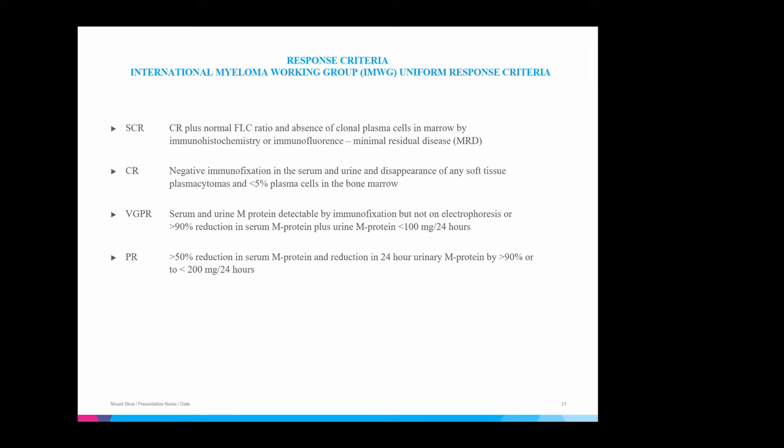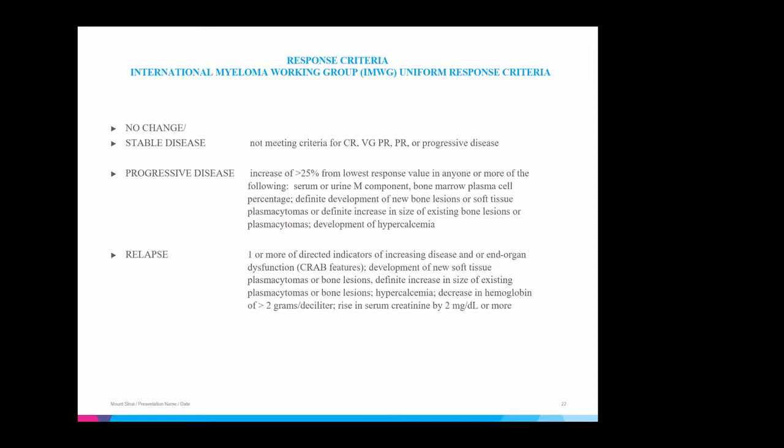And patients may be classified as a partial response if they have more than a 50% reduction in their serum M protein. Patients who have no change or stable disease don't meet criteria for any of the previous categories that I mentioned. And there are criteria, at least in the research setting, but also in clinical care as well, for what constitutes progressive disease or relapse disease.